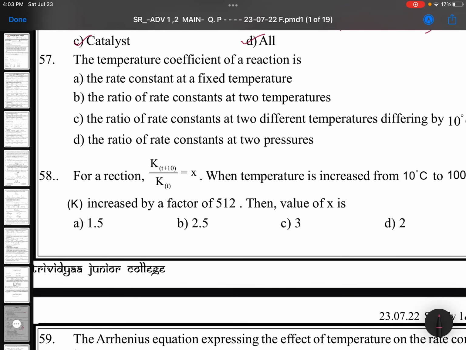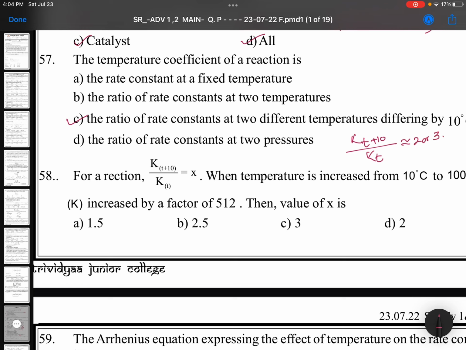The temperature coefficient of a reaction is the ratio of rate constants at two different temperatures differing by 10 degrees Celsius. K(T+10) by K(T) is known as the temperature coefficient. Generally it will be 2 or 3.